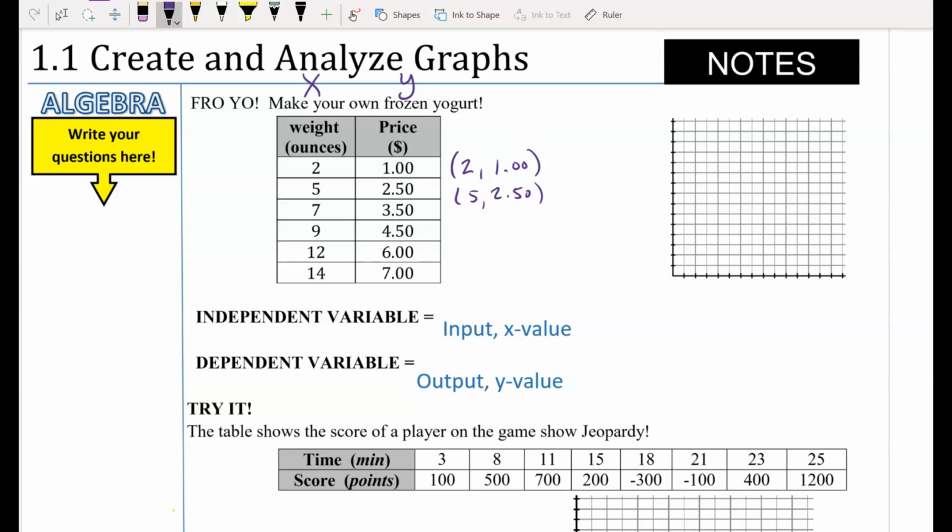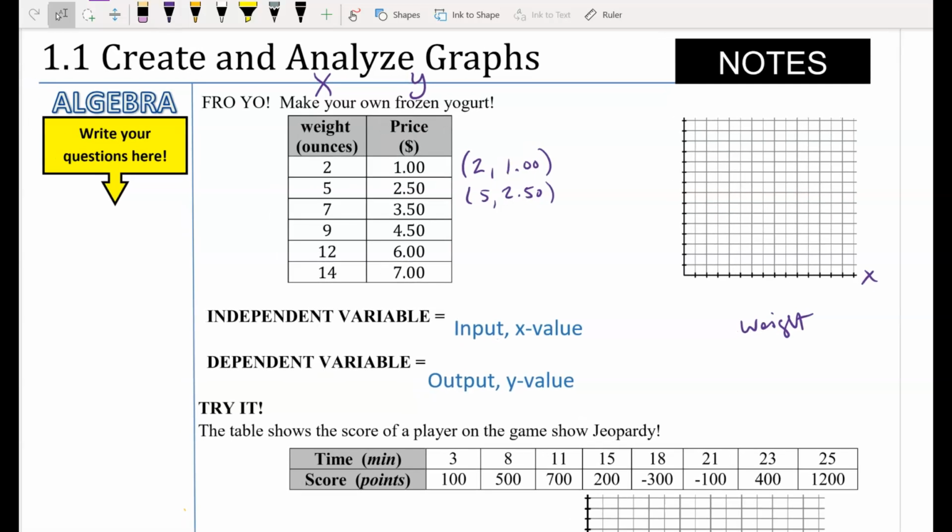Before we start plotting the points, let's go ahead and put our labels. Since x is our weight, which is the independent variable, that's going to go on the horizontal axis. So we'll put an x over here and we'll just label this weight. The price is the dependent variable, and it is in the vertical direction, which is our y-axis right there. So we'll label this price. We'll go ahead and put our units. This is in dollars. Our weight is in ounces.